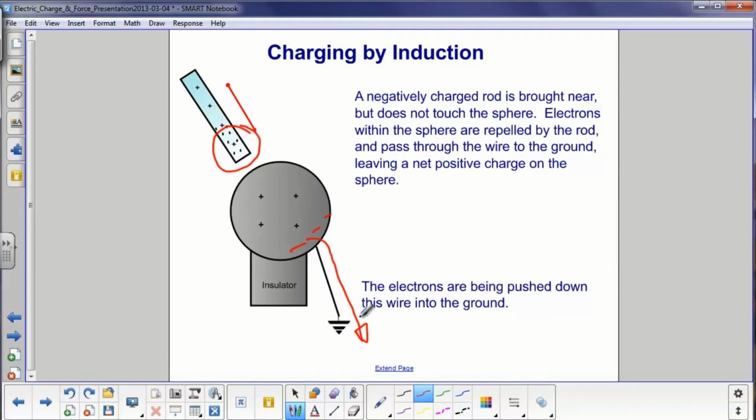Remember, the Earth is an ultimate sink for all electrons. They will flow down, and then we will be left behind with the positive charges here because, as we talked about earlier, protons are not going anywhere.